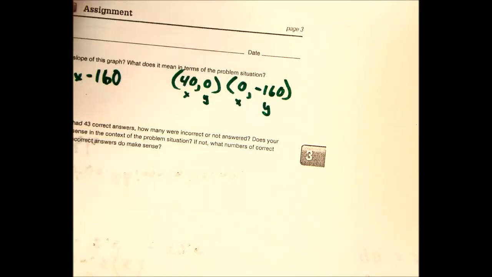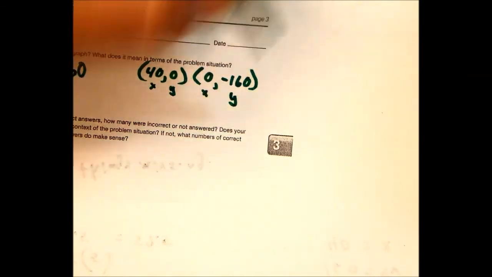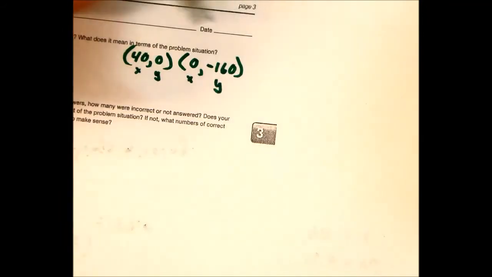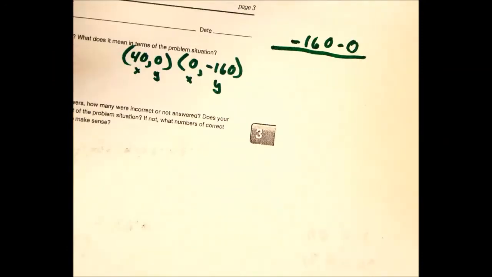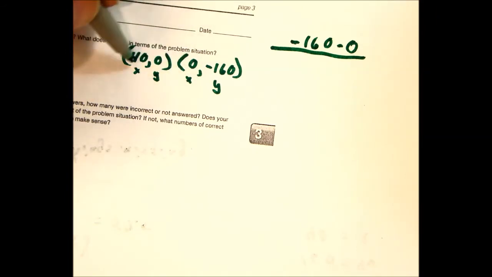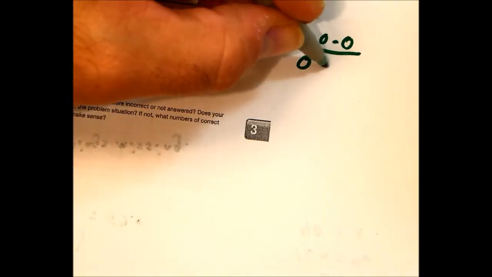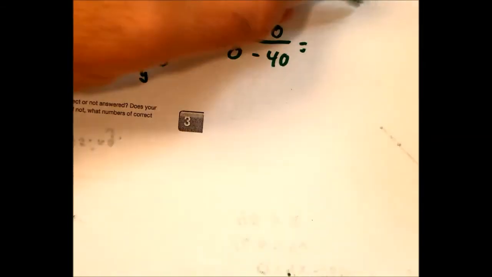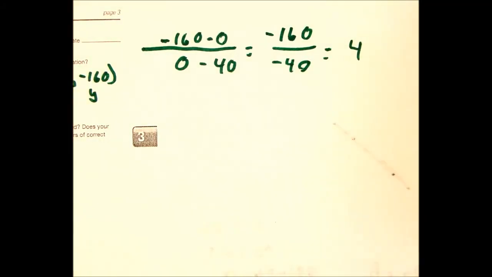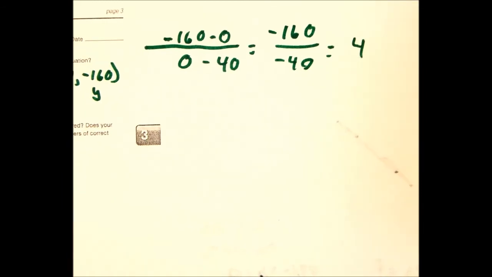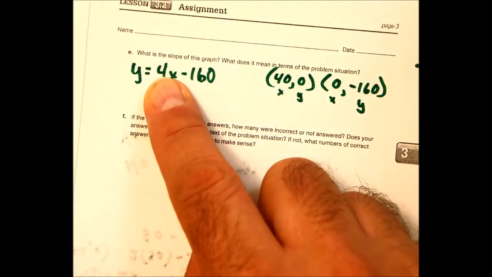Okay, so you have your x, your y, your x, your y. And the slope formula says subtract your 2 y's. Actually says y2 minus y1. So that'd be negative 160 minus 0. And then x2 minus x1, which would be 0 minus 40. Hopefully you see that's negative 160 over negative 40. When you divide those, you get 4. 2 negatives make a positive. Now, you can do that math, or when you switch it over, you can remember that the slope is in front of the x.